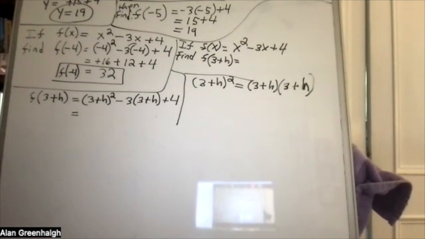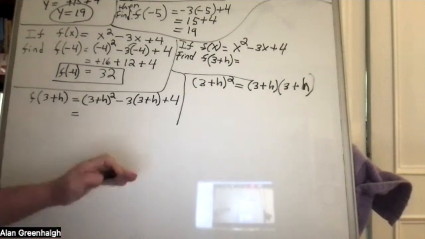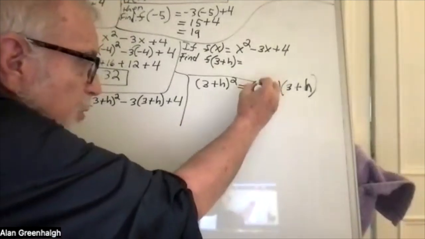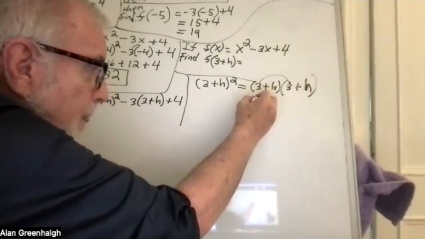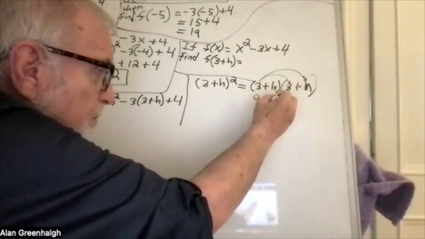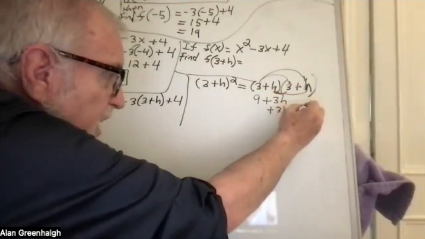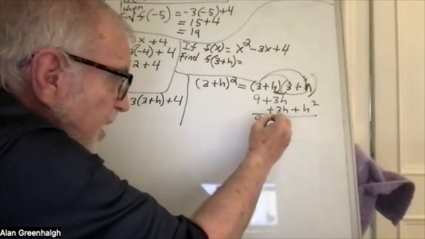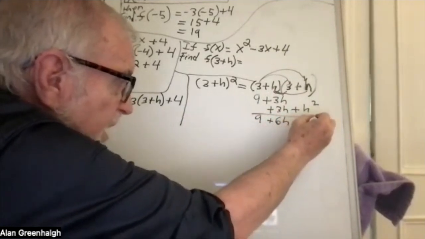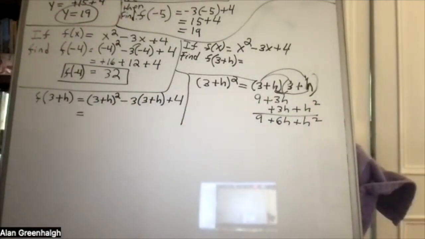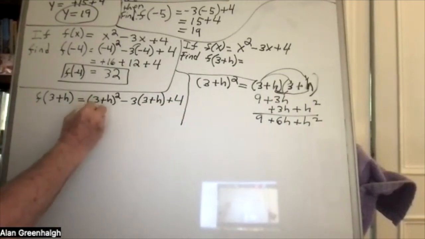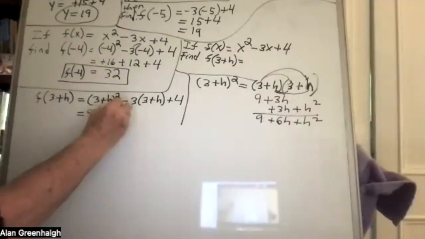And this is the way you multiply a pair of binomials. See, this is intermediate algebra and pre-calculus, but I'm going back to algebra now just to focus on this. So this is the way you should do it. 3 times 3 is 9. 3 times h is 3h. 3 times h is 3h. And h times h is h squared. And that gives you 9 plus 6h plus h squared. And that goes back here. So you now put 9 plus 6h plus h squared.